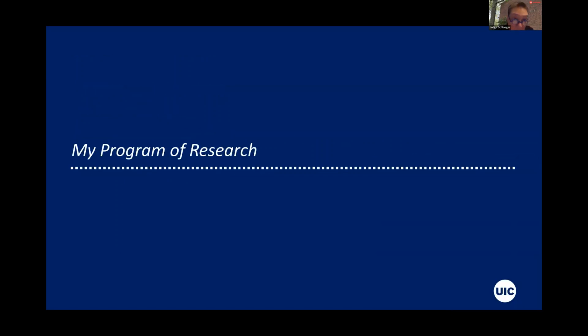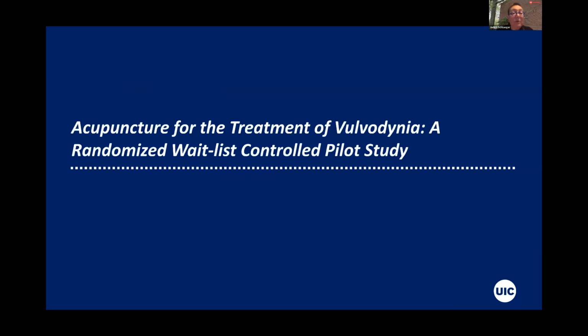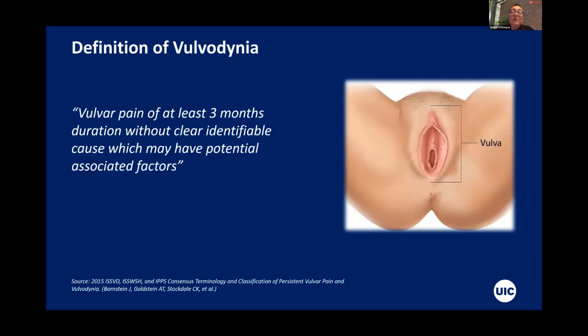So now I'd like to tell you a bit about my program of research. I'd like to tell you about my first study that got me interested in doing acupuncture research, which is acupuncture for the treatment of vulvodynia, a randomized waitlist controlled pilot study. The definition of vulvodynia is vulvar pain of at least 3 months duration without clear identifiable cause, which may have potential associated factors. The vulva is the outside genitalia of a woman.